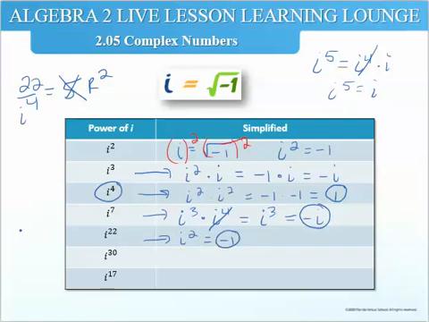I to the 30th: 30 divided by 4, let's see, 4 times 7 is 28. So again, we have a remainder of 2, and that means this one is also equal to I squared, or negative 1.